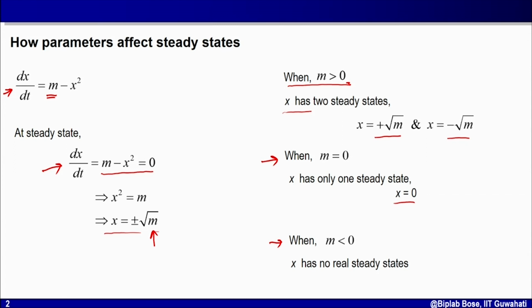Just look into these cases. Case 1, where m is greater than 0, I have two steady states. In the second case, where m equal to 0, I have only one steady state. In the third case, m is less than 0, I have no steady state. That means the number of possible steady states for the system represented by this particular ODE depends upon the parameter m. When m is a positive number, you have two steady states. When m is a negative number, you have no steady state. When m equal to 0, you have just one steady state.